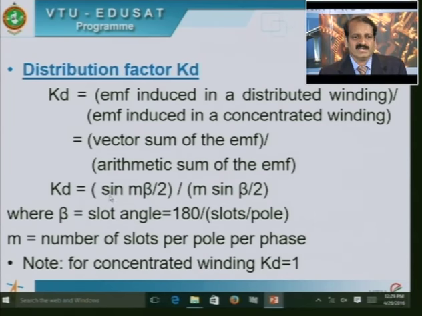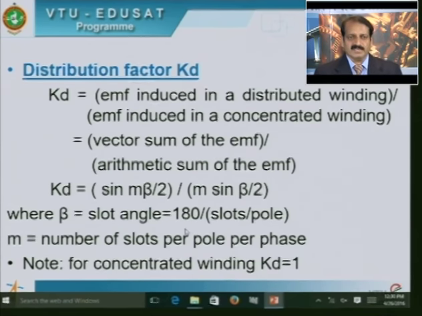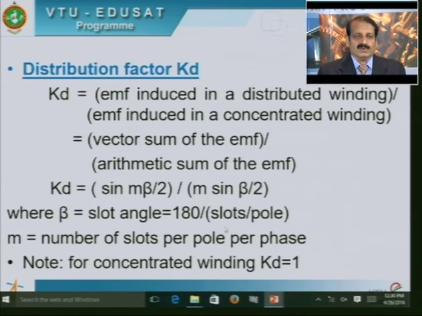Kd is given by sin(m beta by 2) divided by m sin(beta by 2), where beta is the slot angle, which we have already discussed, and beta is given by 180 degrees divided by slots per pole. For the example we have taken earlier, a 36 slot 6 pole machine, slots per pole will be 6 and beta is equal to 30 degrees electrical. m is given as the number of slots per pole per phase.